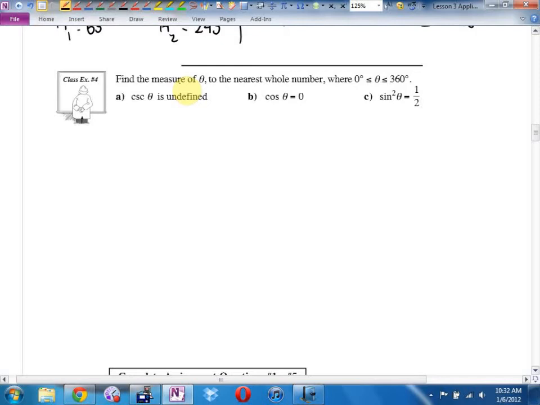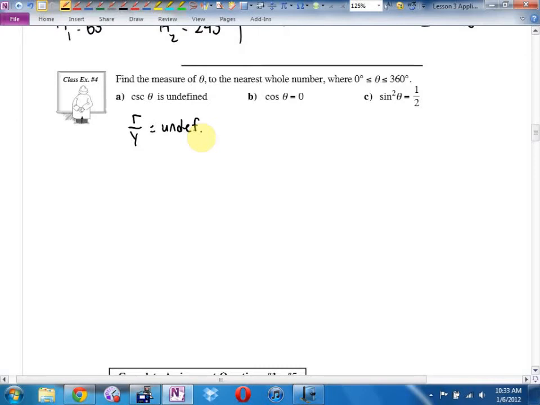And so I say to you, cosecant, in terms of x and y and r, is r over y. What this question is really saying is r over y is undefined. That fraction is undefined. What makes a fraction undefined? Divide by 0.